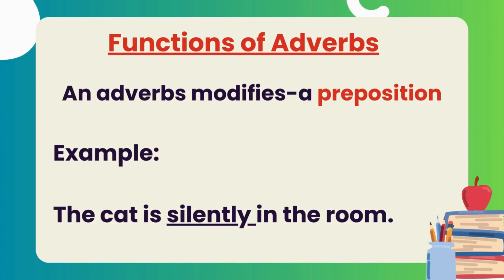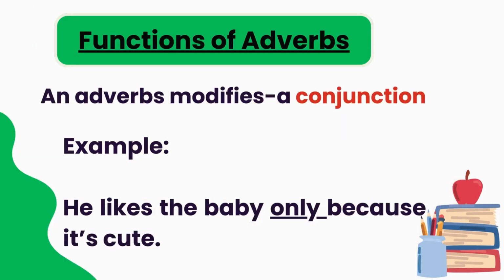Another example, the cat is silently in the room. The preposition in the sentence is the word in, and the adverb is the word silently. Silently modifies a preposition, the word in. Now let's move on to another function of adverbs.